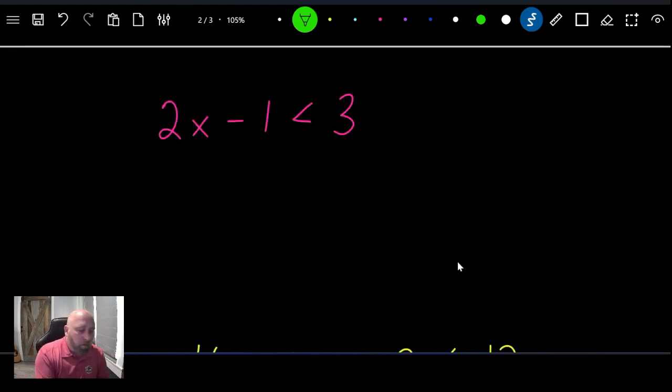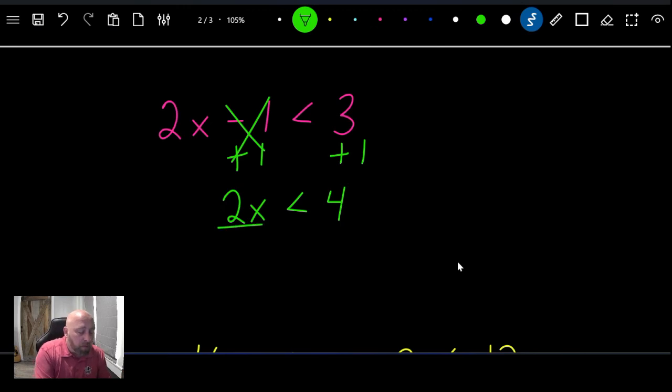All right, here's another one. We'll go ahead and work through this. Again, pretending like this is an equal sign right here. Let's just work it the way we know how to work equations. We're going to add 1 to both sides. That's going to cancel. We're going to get 2x is less than 4.